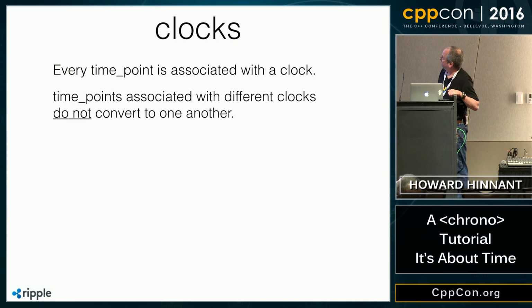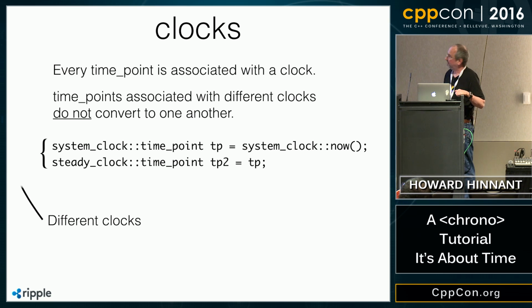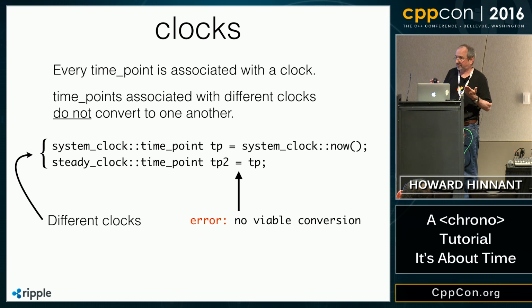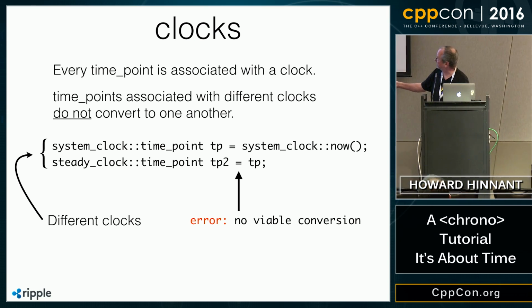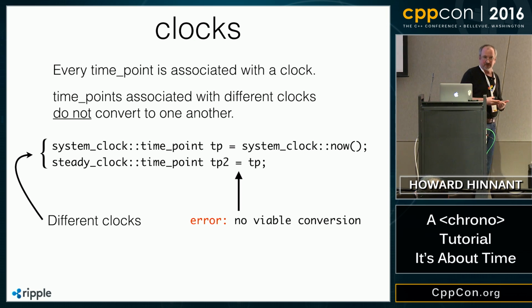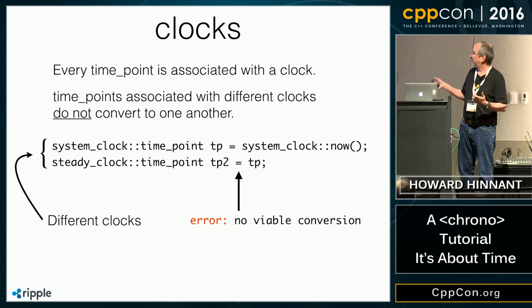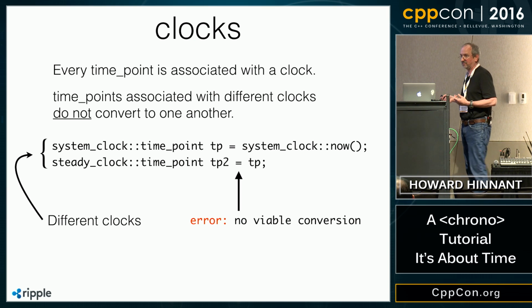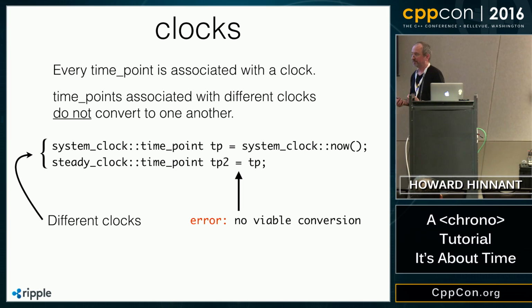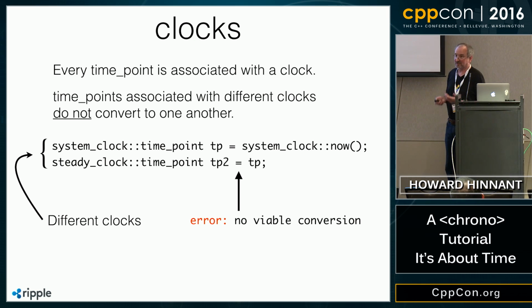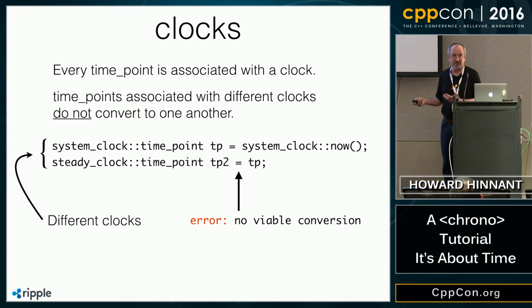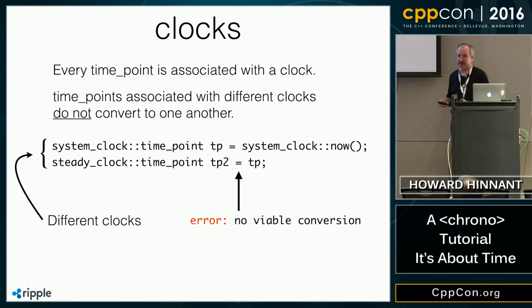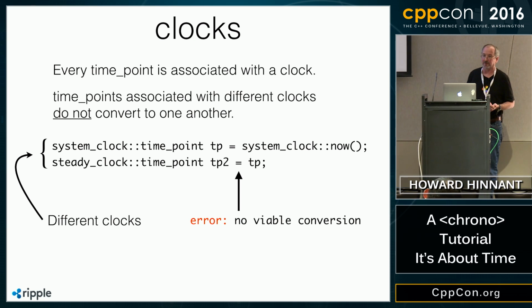So every clock has a time point associated with it, and time points from different clocks are not interoperable with each other. So for example, just trust me that there's two different clocks here named system_clock and steady_clock. And if we accidentally try to convert a system_clock time point to a steady_clock time point, you'll get a compile time error. These two time points are not interoperable at all. Now what this means is that it's safe to use different clocks and their time points in the same program, because if you accidentally mix them, you'll get a compile time error.